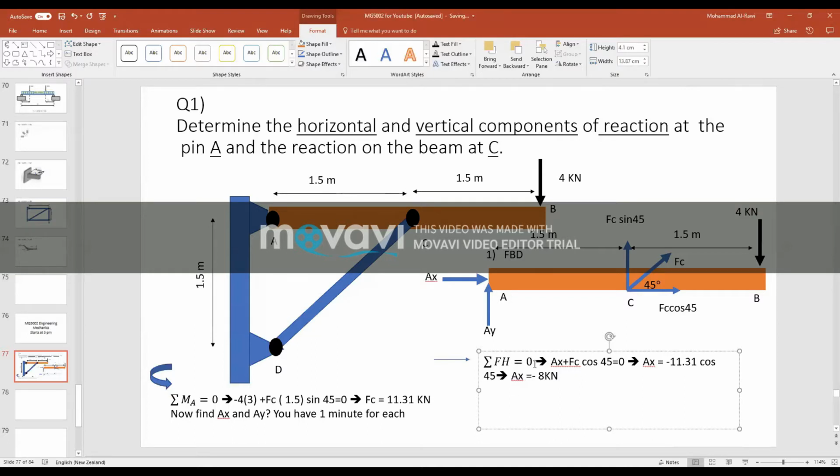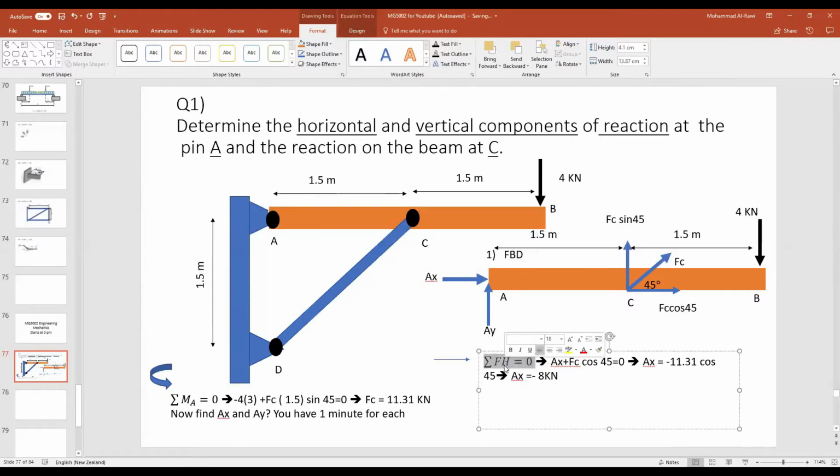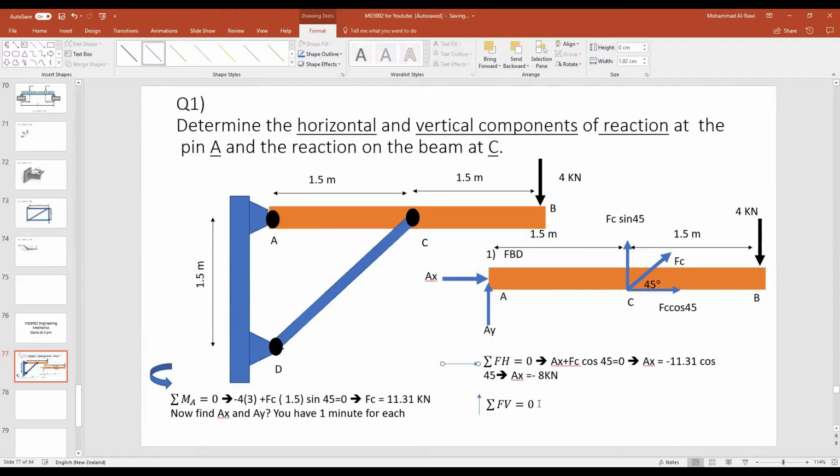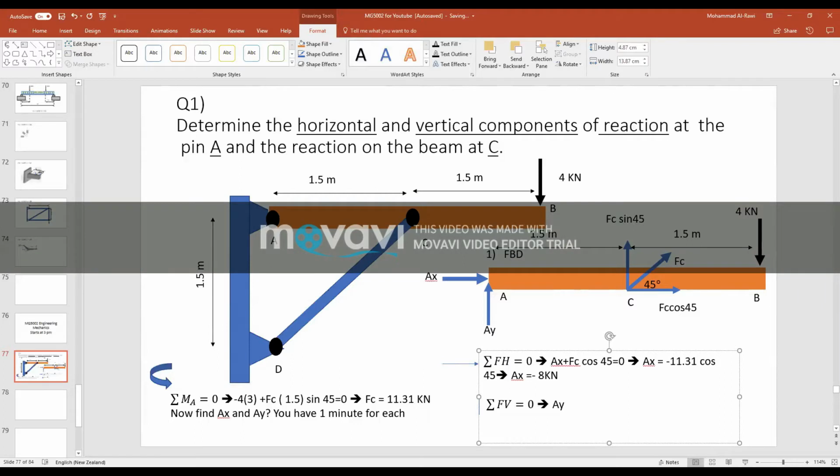Summation of forces. I will just copy this one, so at least we'll save my time. I will call this one vertical. Summation of forces in the vertical direction equals 0. To make it easy for me, any forces going upwards is the positive force. So what do we have? We have AY going upwards. I just assumed that, but possibly I'm wrong. I'm just looking at my answers.